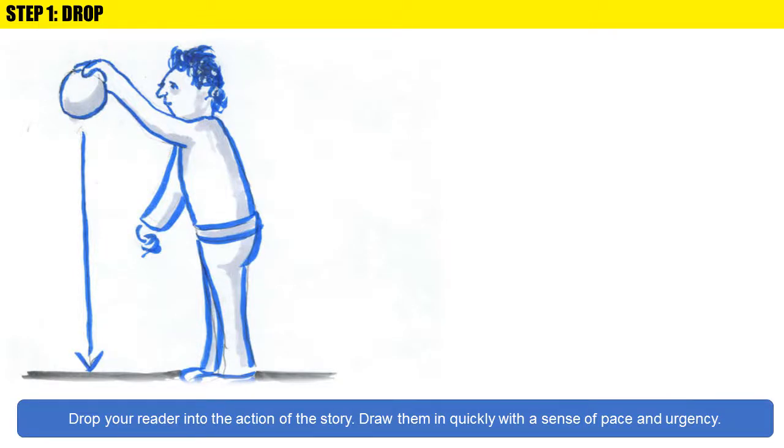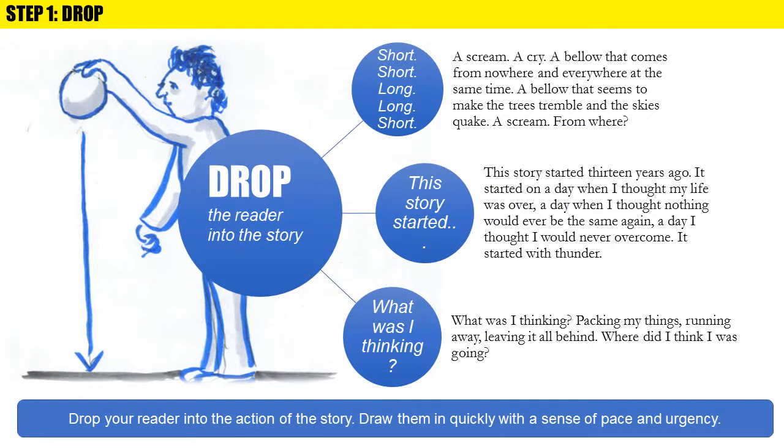The first stage of your narrative is to drop your reader into the action of the story. Draw them in quickly with a sense of pace and urgency. We suggest 3 ways that you could try dropping your reader into the story. The first is to start with some dramatic sentences, using short, short, long, long, short.